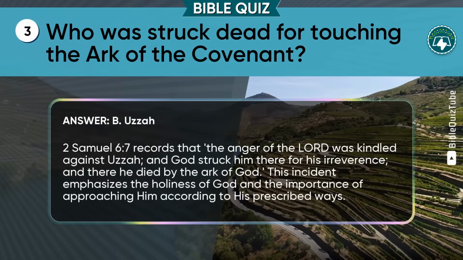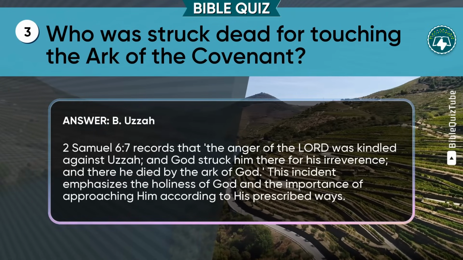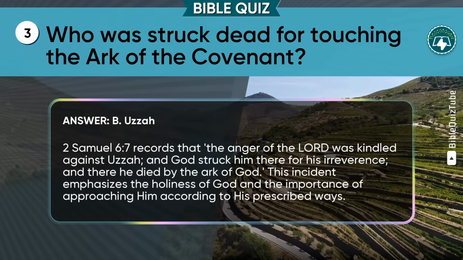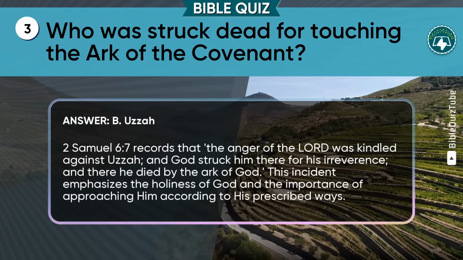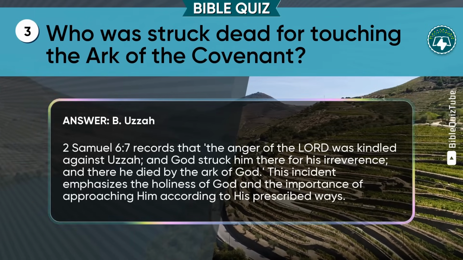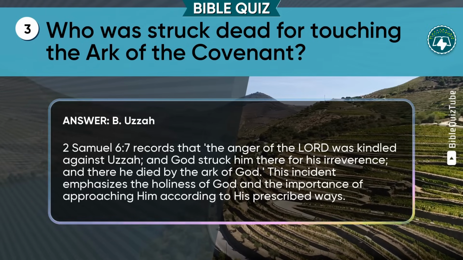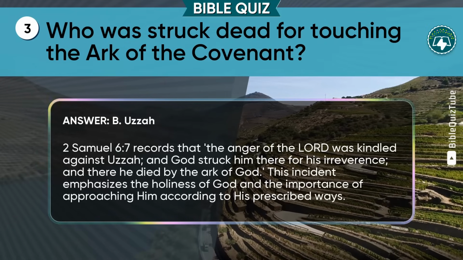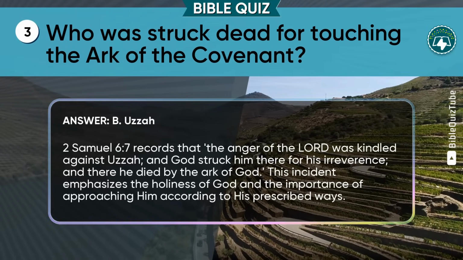The explanation. 2 Samuel chapter 6 verse 7 records that the anger of the Lord was kindled against Uzzah, and God struck him there for his irreverence, and there he died by the ark of God. This incident emphasizes the holiness of God and the importance of approaching him according to his prescribed ways.